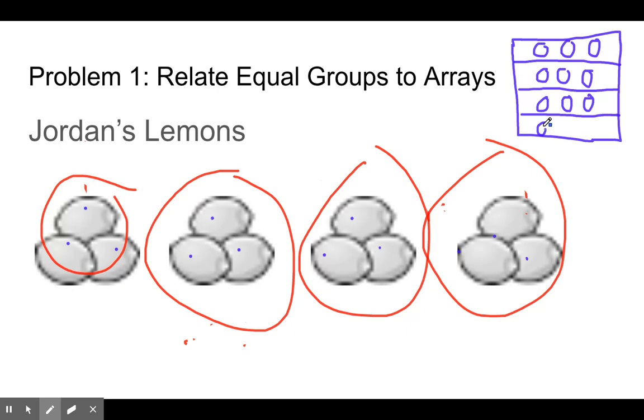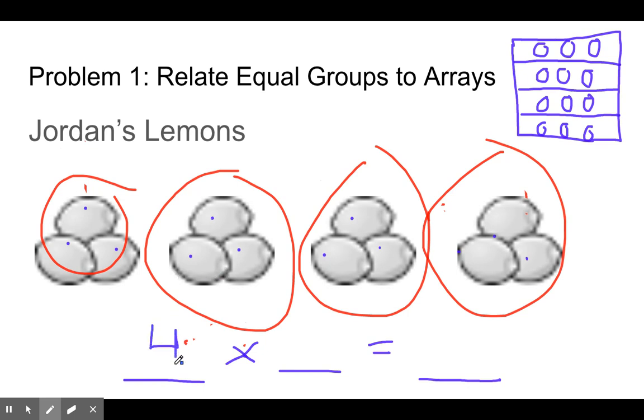That is how you draw an array. You find the total number of groups you have and how many are in each group, and that's what you do. If I was writing a multiplication sentence, we have blank groups of blank equals our product, our answer. How many groups do we have again?